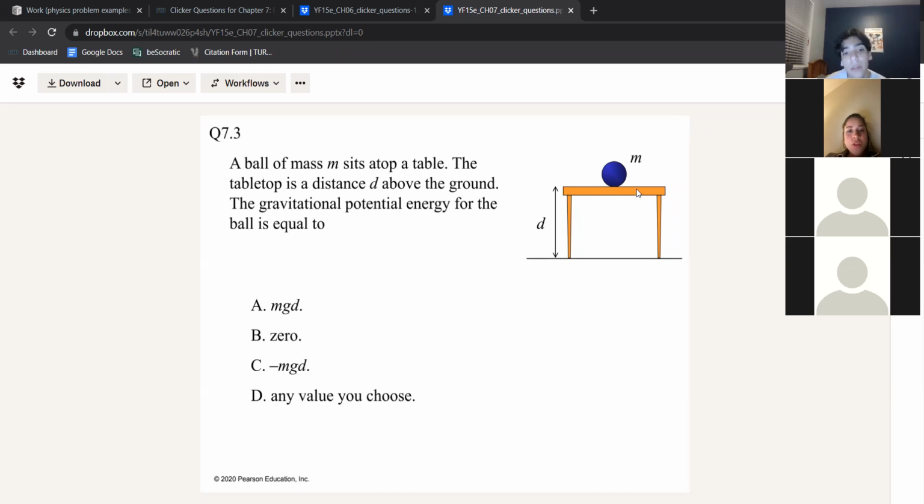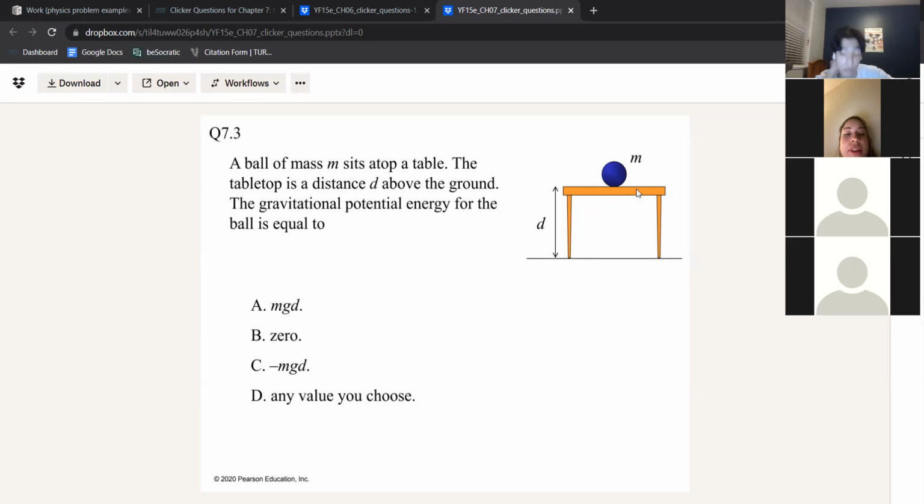Go ahead. So they're talking about gravitational potential energy. Oh, sorry. No, I think we were going to say the same thing. They're mentioning gravitational potential energy, so we know that gravity is involved in the equation.